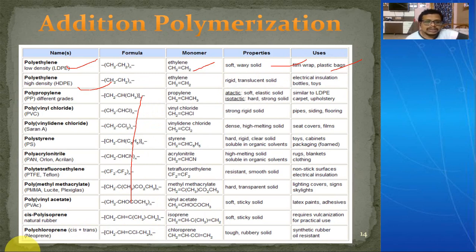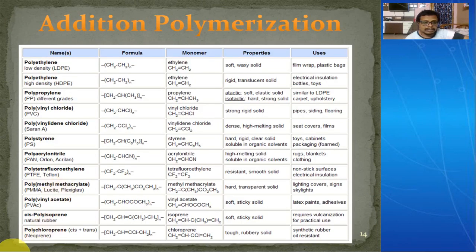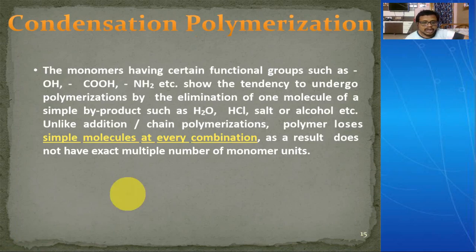Okay, so let us see about condensation. The monomers have functional groups here. There are no functional groups in addition polymerization, but here there are functional groups, and small molecules like HCl, salt, or alcohol are removed. Unlike chain polymerization, where there is an exact multiple number, here, due to the loss of molecules, there is no exact multiple number.